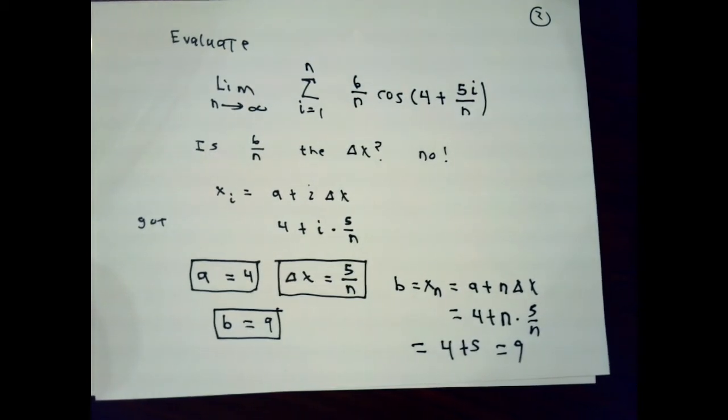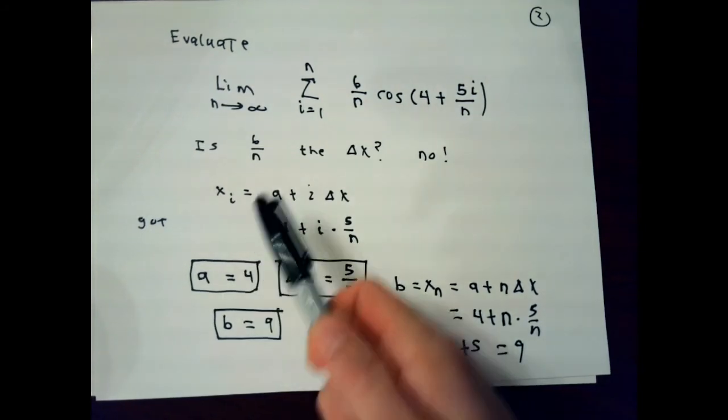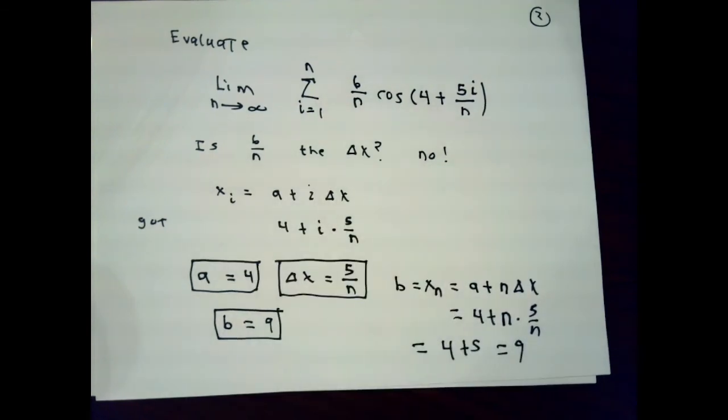I see that factor of 6 over n. That tends to 0 as n tends to infinity, so that makes me think maybe the 6 over n is going to be the delta x when all the dust has settled. That turns out not to be right. Remember how this went? It was going to be the function evaluated at a plus i times delta x.